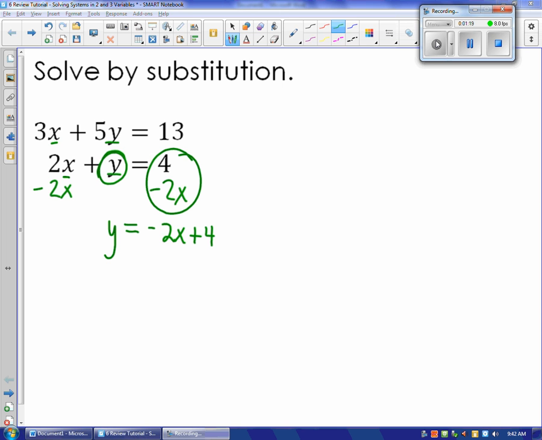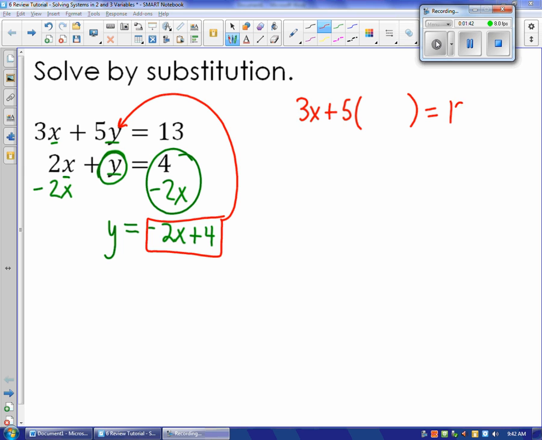So now that I have a quantity that represents y, I'm going to take this expression and plug it into the other equation. Make sure you put it into the other equation and not the same one. If I plug it into the other equation, then I have 3x, and I'm just going to copy the equation the way it's written, except instead of using y, I'm going to leave myself a little bit of room. That's essentially what the first equation looks like: 3x plus 5 times something is equal to 13. And that something is the expression negative 2x plus 4, because that's what I'm told that y equals.